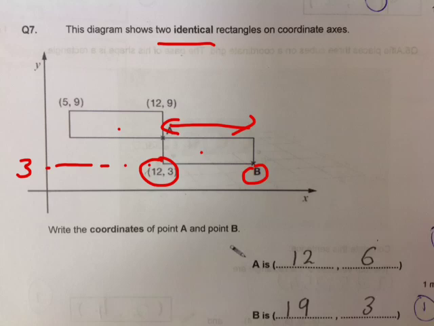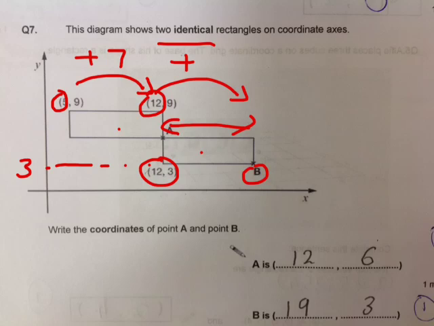Well, the two rectangles are identical. If we look at the rectangle on the left, we go from a point of 5 up to 12, so that's a jump of 7. So the longer side of the rectangle must be 7. So we're jumping from the 12, add 7 again, and that means that the x-coordinate needed to be 19.